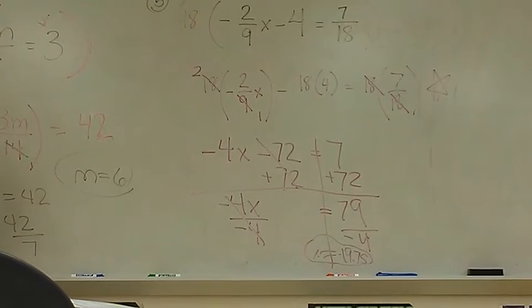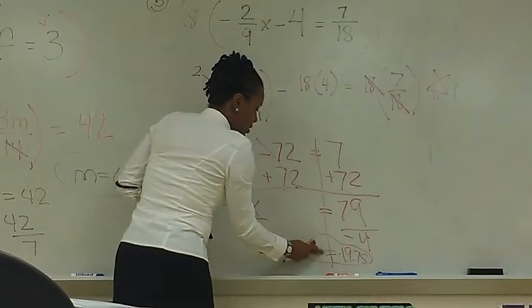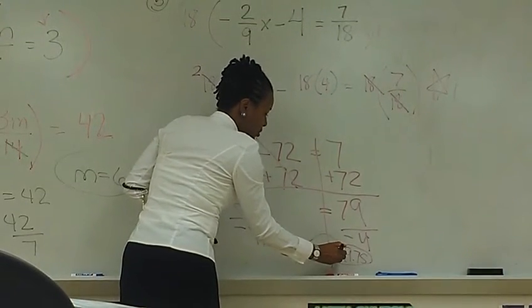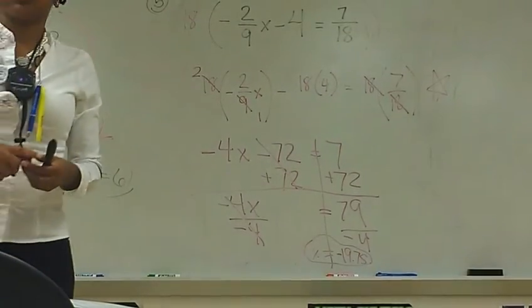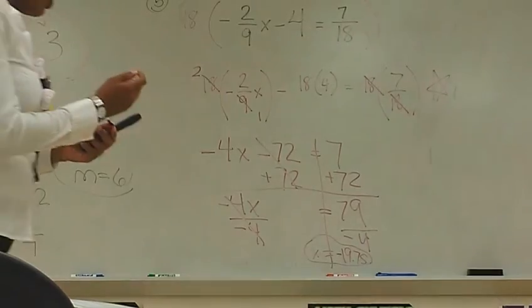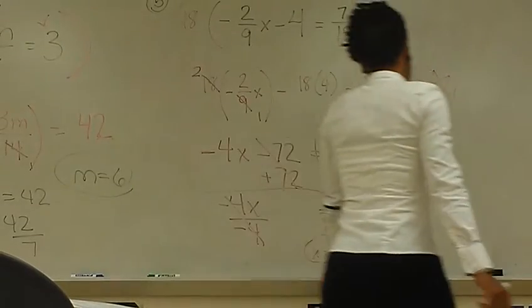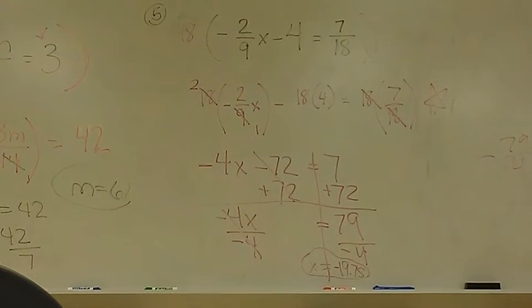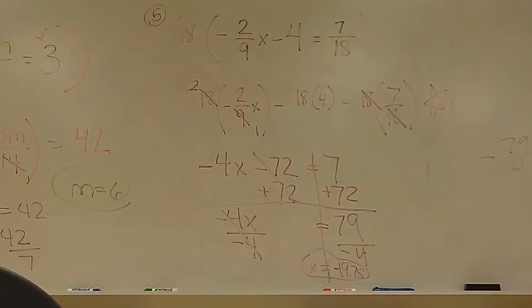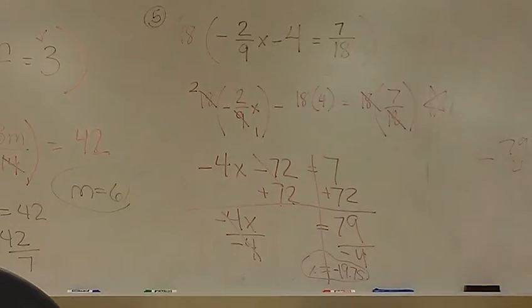Negative 19.75. Usually on tests, they don't make these complicated numbers for the answers. Make sense? Okay. Also, you might see this as an answer on the test, and that's fine. You can leave it like that. So whichever one you see.